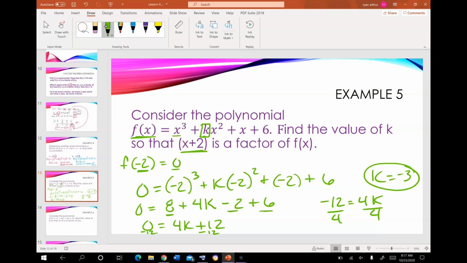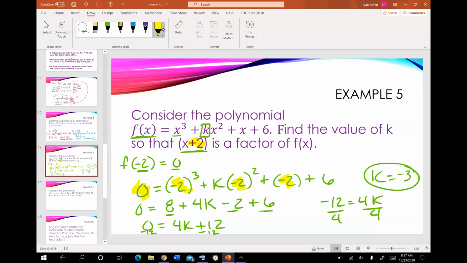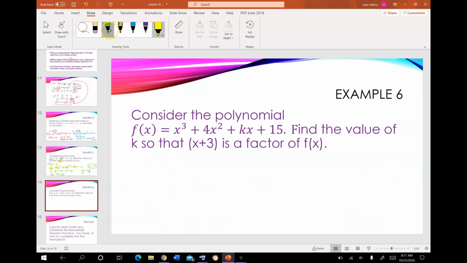And you're done. Okay? You just have to know that because I want it to be a factor, the equation has to equal 0 when I plug in the opposite of that factor into all of my x's. And then you just use your solving skills. Okay? All right. Let's do another one.